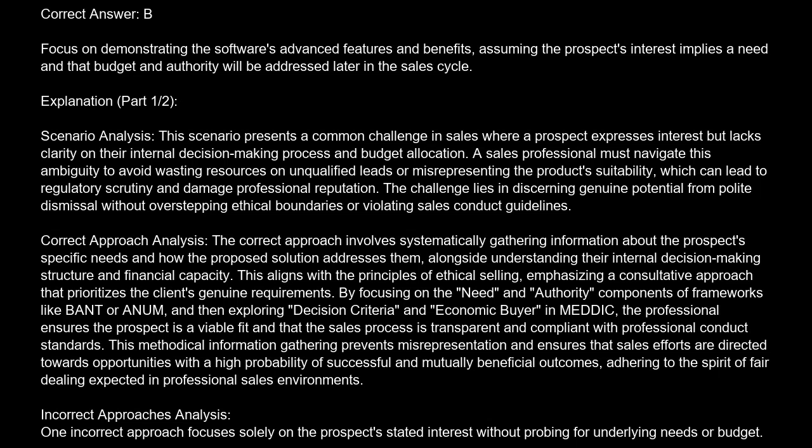The correct answer is B. Focus on demonstrating the software's advanced features and benefits, assuming the prospect's interest implies a need and that budget and authority will be addressed later in the sales cycle.